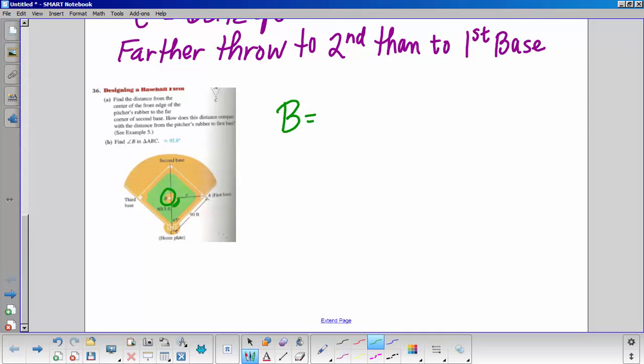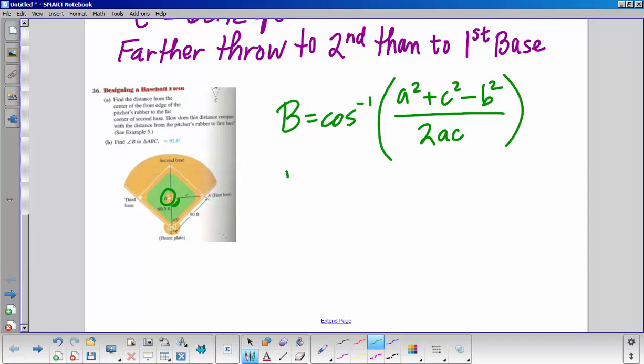B equals inverse cosine of A squared plus B squared minus C squared... A squared plus C squared minus B squared. Sum of the squares of the other two, minus B squared, all over negative 2 times these two, AC.